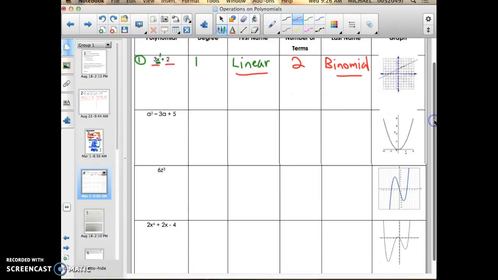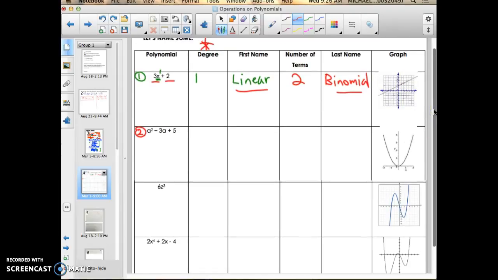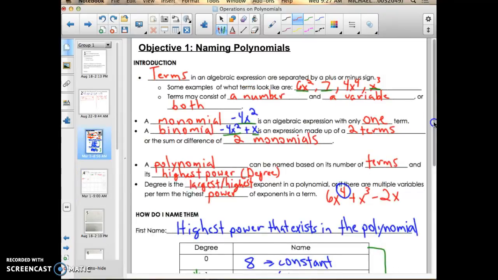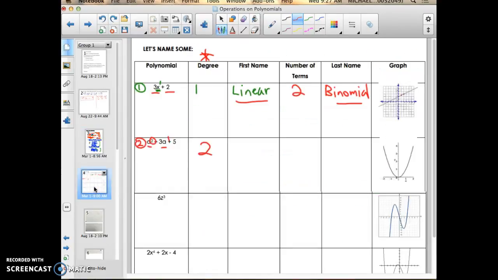Let's move on to example 2, right here. Same thing, the degree. What is the highest power that exists in this polynomial? In this case, I see 2 a's. This a, though, has a highest power of 1. So the highest power that exists in total of the terms is here, 2. So the highest degree in this case is 2, which means if I look back at my table, if it's a degree 2, I know it to be quadratic. So back here, I know that the first name of this polynomial is quadratic.